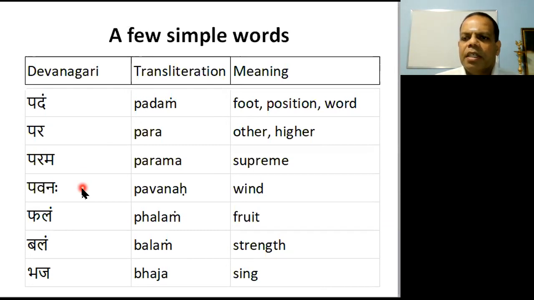The next word is pavanaha. Pa va na ha. Wind. Pavana putra, like Hanuman is called. He is the son of the wind god. Pavana also refers to the god of wind, Vayu Bhagavan. Pavanaha.